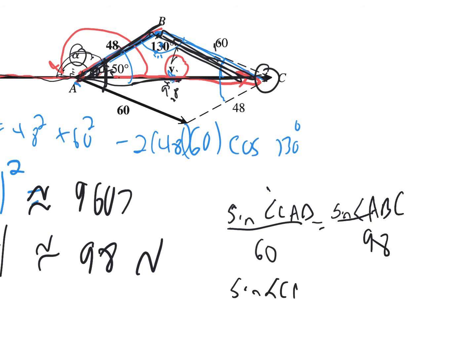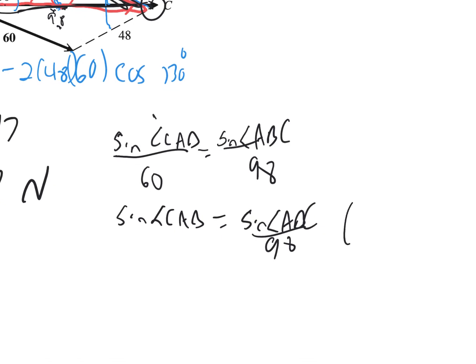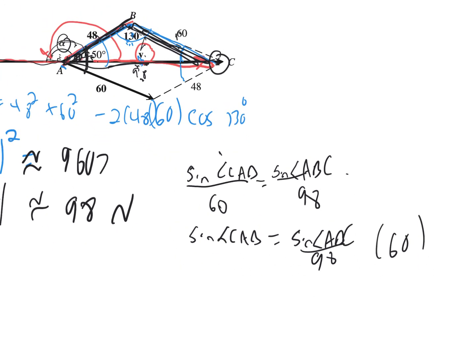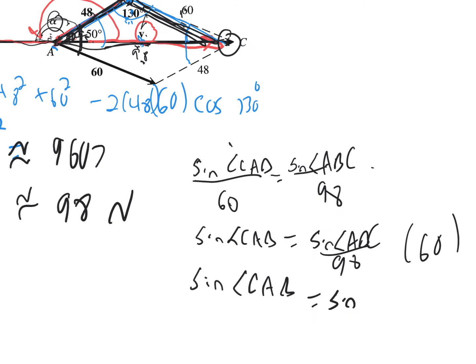Sine of angle CAB will be sine of ABC over 98 times the 60. So I moved the 60 over. Oh, why didn't I put in that ABC? That was 180. Let me type it in. Sine of angle CAB, the one I want, is equal to, oh, I don't know the answer. It's sine of 130 degrees over 98. Take that answer times 60.